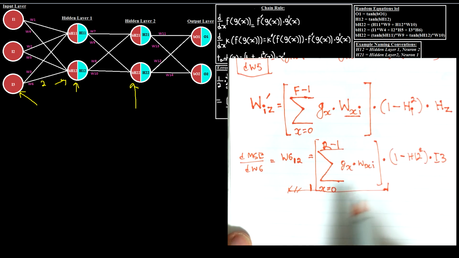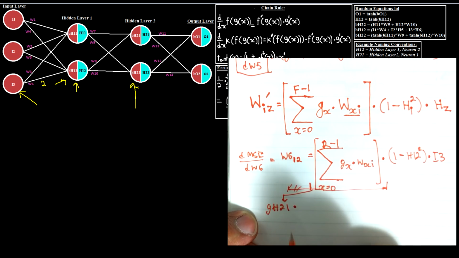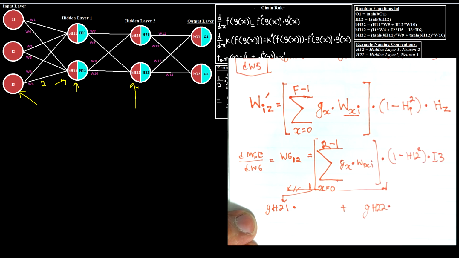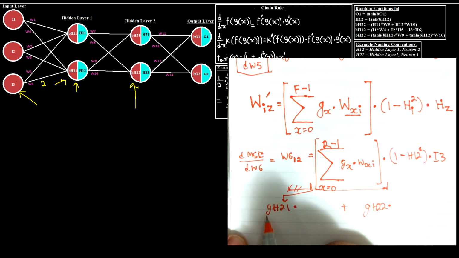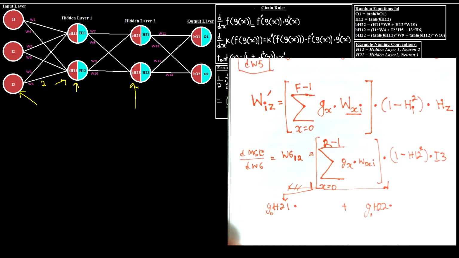So now we need to unroll this guy over here. So the gamma value for H21 times some weight plus the gamma value for H22 times some value. We know that I is 1, so we know that first X is going to be 0, because this gamma could also be looked at as gamma 0. This gamma could also be looked at as gamma 1.